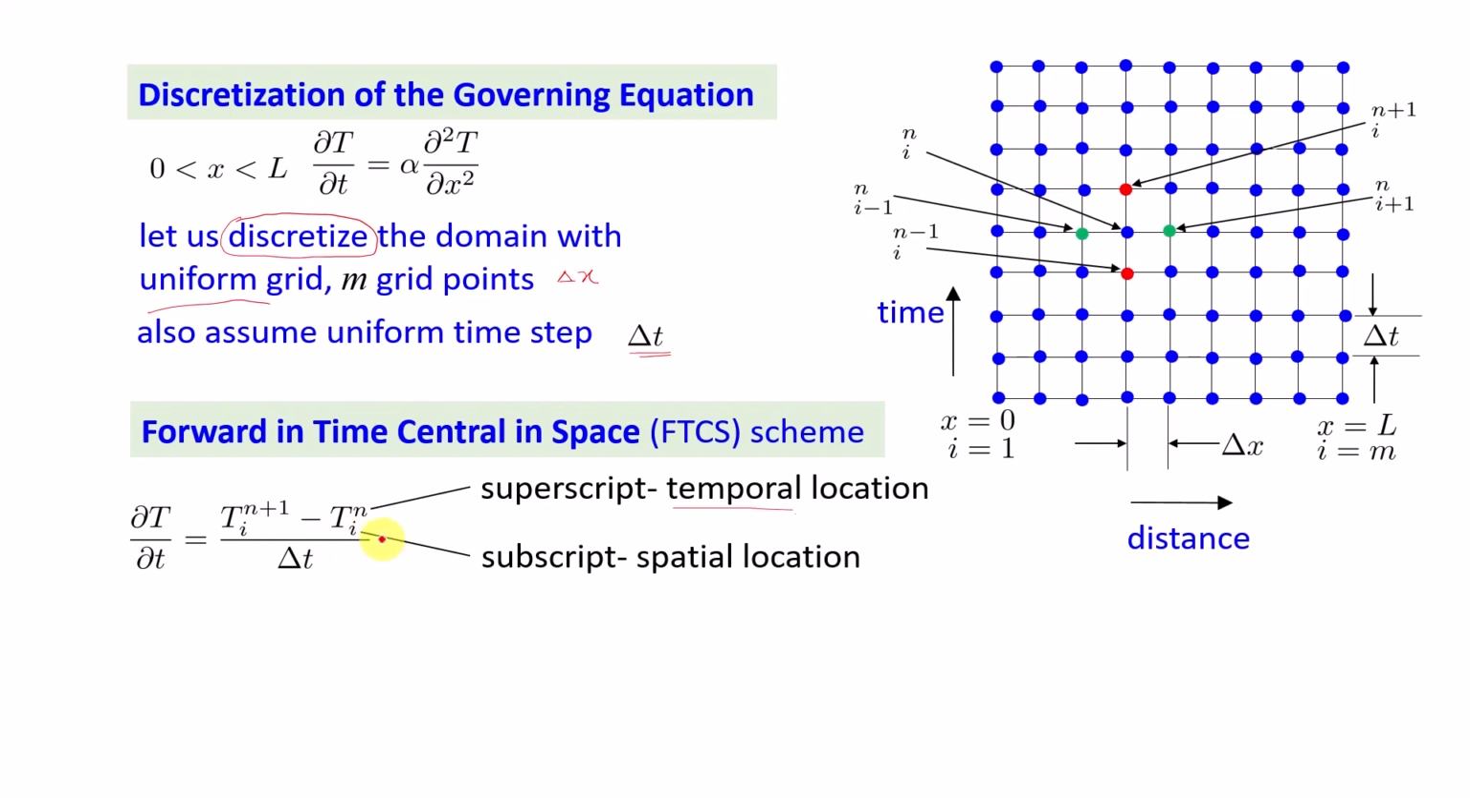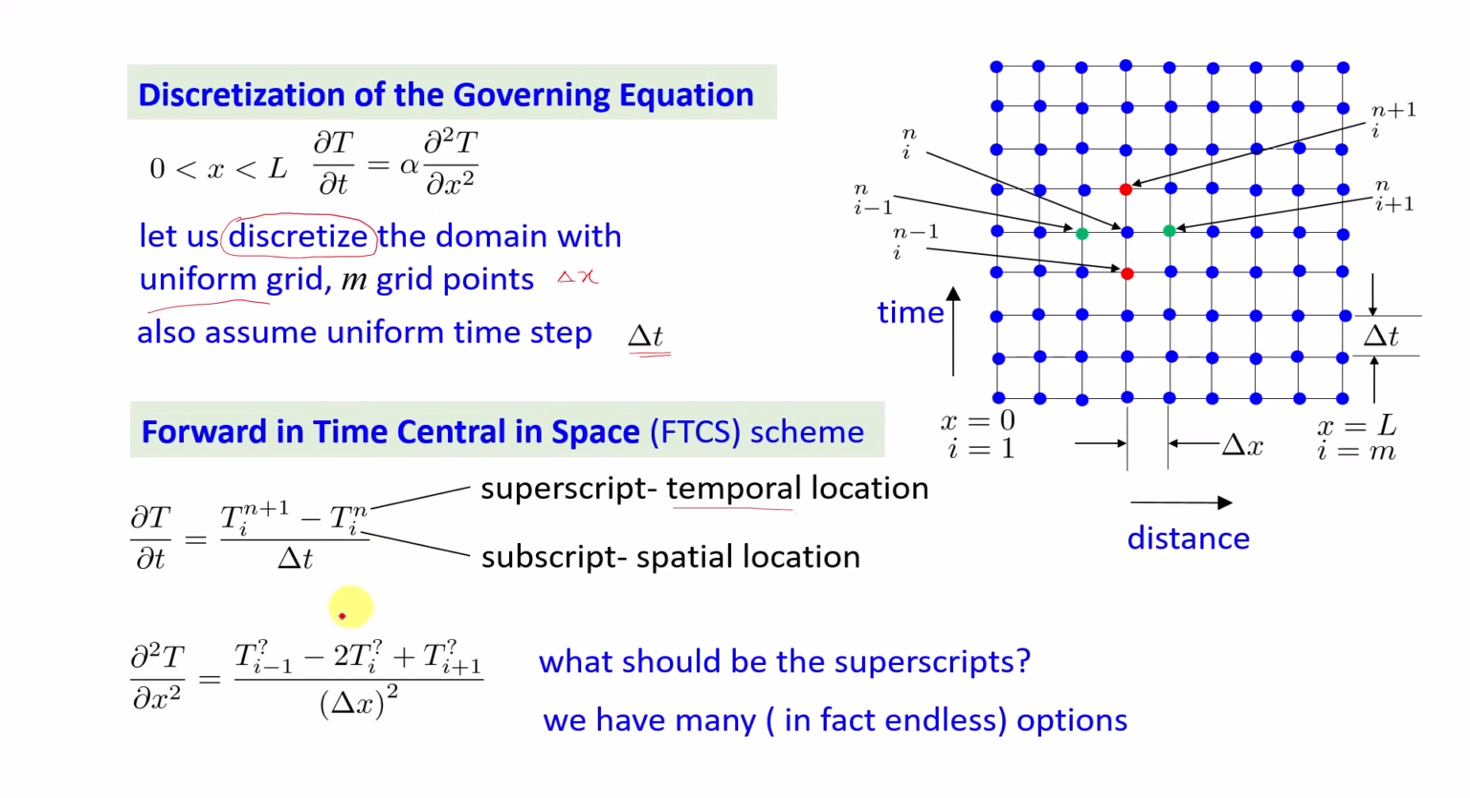If you perform a Taylor series analysis here, you will see that the truncation error will be of the order of delta t. But right now, let's first discretize the equation. This is the first term we have discretized, but we have another term. The second term is the derivative in space. So here we know how to do this differentiation numerically. So I have (Ti-1 minus 2Ti plus Ti+1) divided by delta x square.